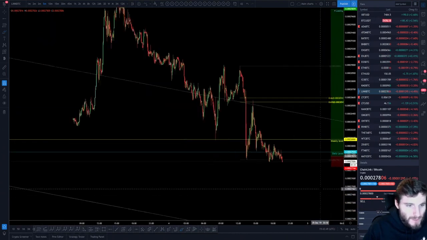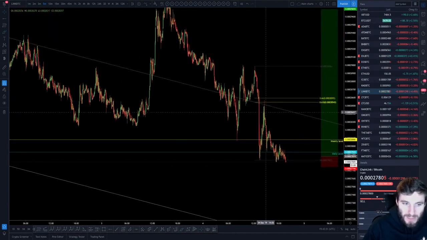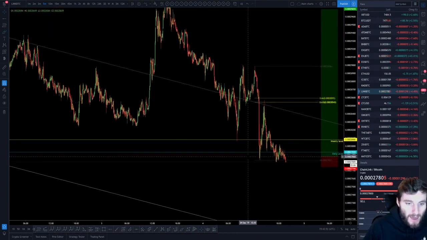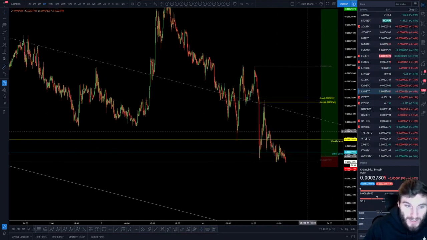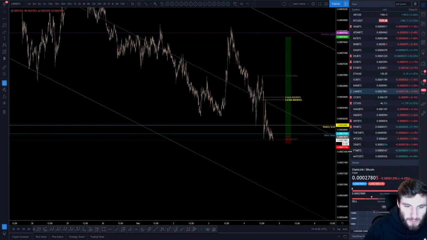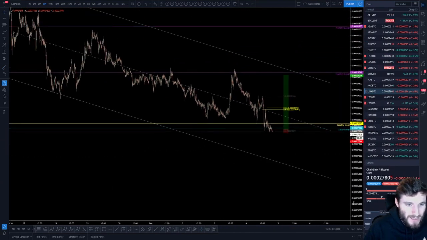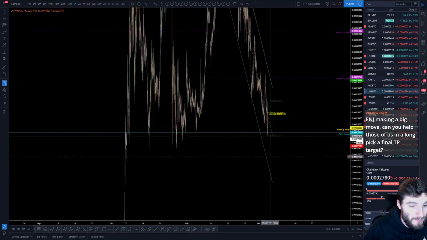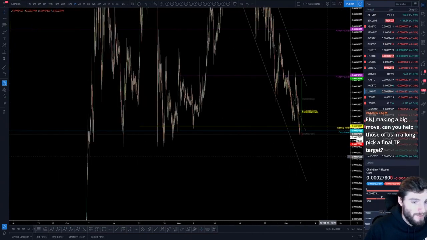But nevertheless, for a day trade, that's a few percent gain there, by the way, from the second entry, about 2.5%. So it's not too bad, but obviously I didn't close out my whole position. But if this is going to come down lower, well, this is the thing with Link.